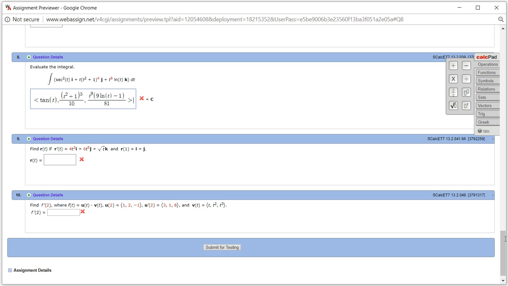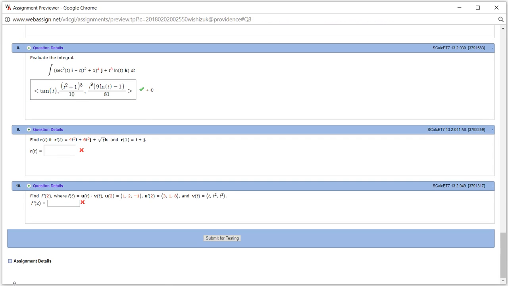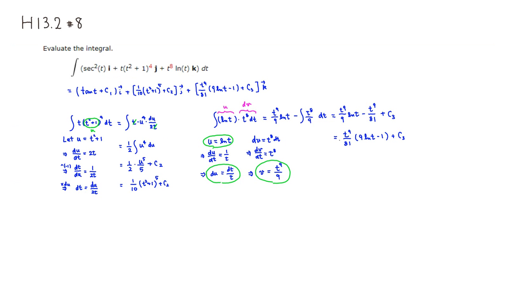Let's try this. Let's submit for testing. I came back and it looks like we got this one correctly. If you want, we could write tangent of t i and (t squared plus 1) to the 5th over 10 j and so on, but this notation works as well. That's it. I hope that this was clear.